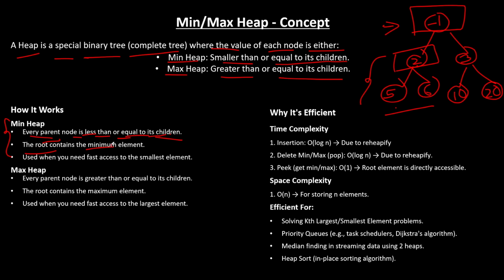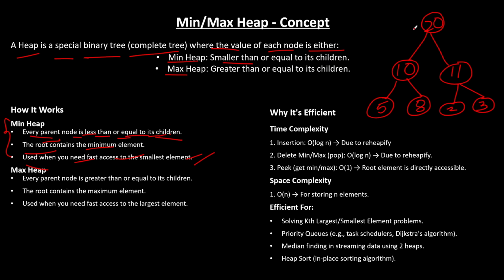The root contains the minimum element, used when you want fast access to the smallest element. So basically, every parent element will be smaller than its children elements, and for the max heap, it will be the opposite. Every parent element will be greater than its children elements.